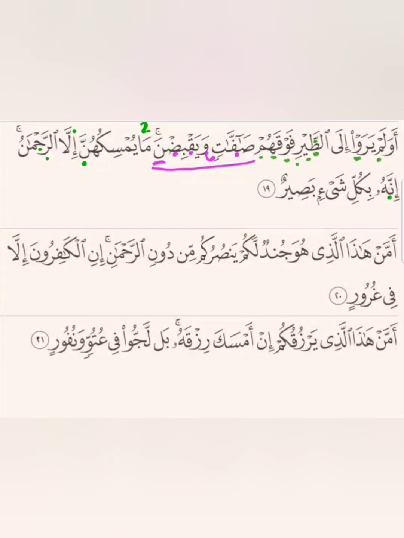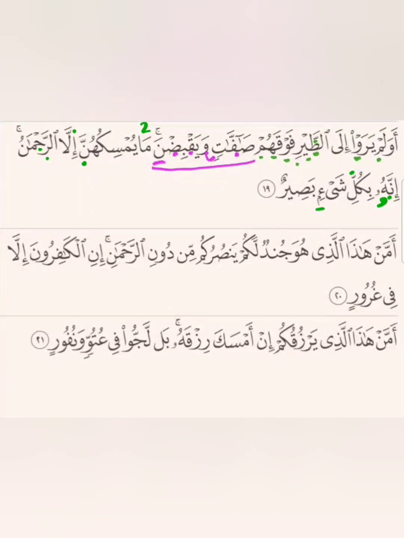Innahu. Noon shadda, there's a strong gunna here, and then you give it 2 counts here. Okay, innahu, your lips are going to come forward a little bit. Innahu bikulli. This shadda here as well. Remember the shadda. Innahu bikulli shay'in basir.